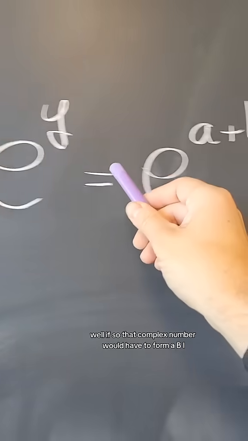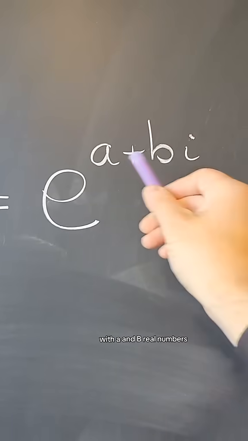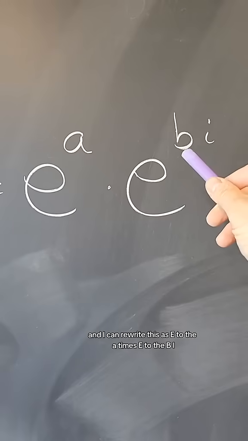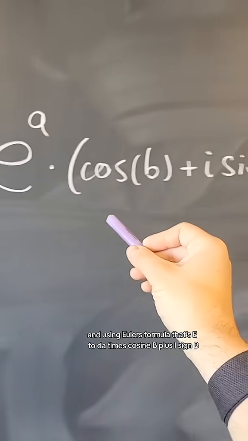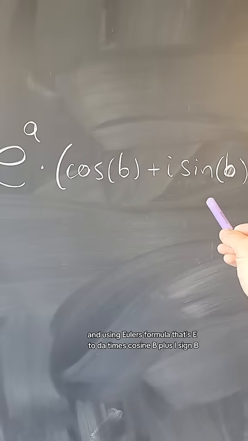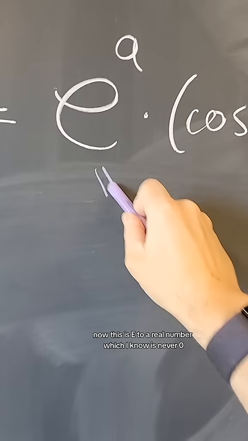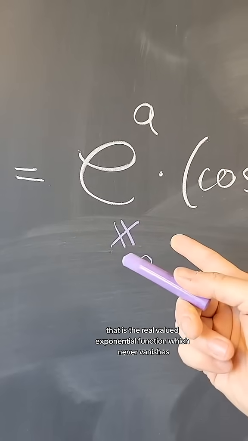Well, if so, that complex number would have the form a plus bi, with a and b real numbers, and I can rewrite this as e to the a times e to the bi, and using Euler's formula, that's e to the a times cosine b plus i sine b. Now, this is e to a real number, which I know is never 0. That is the real valued exponential function, which never vanishes.